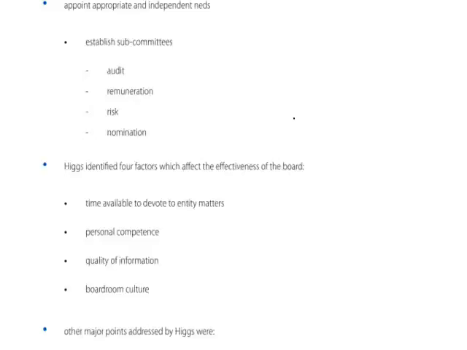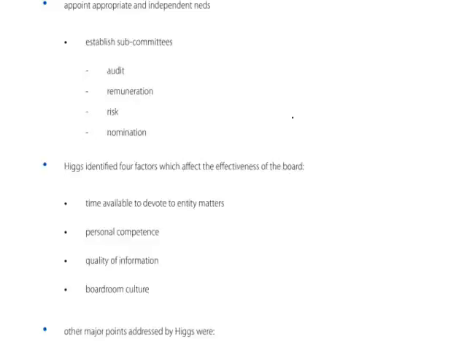Higgs identified 4 factors. Who's Higgs? Well, he was one of these people that wrote a report which is now in the combined code. He identified 4 factors which affect the effectiveness of the board: the time available, personal competence, the quality of information given to the board members, and the boardroom culture itself. If you've got incompetent directors, how can the board be effective? If it's a boardroom culture where at the board meeting out will come the alcohol and the cigars and pornographic films, if it's a boardroom culture which is less than professional, then you can't expect the board to act effectively.